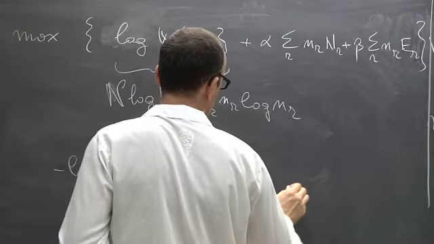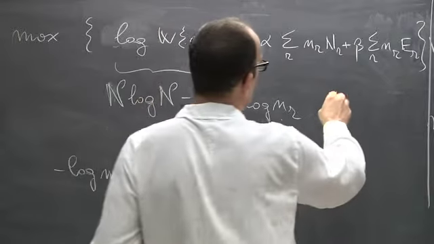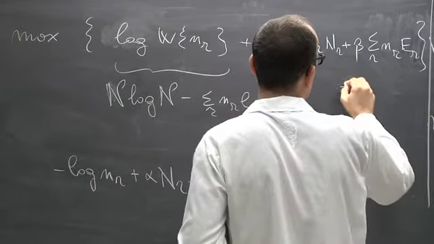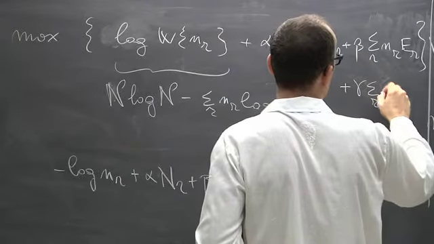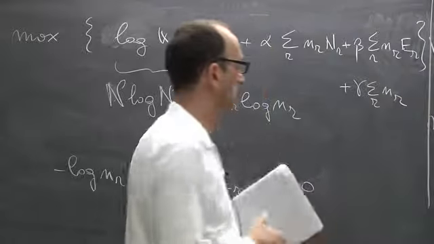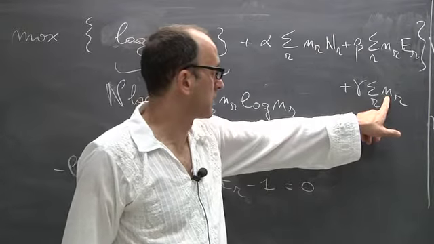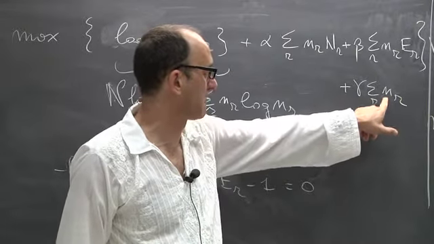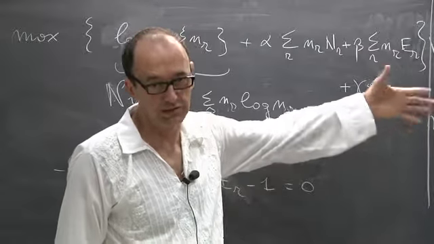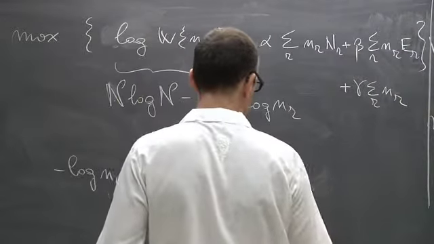This must be equal to zero. And then you have another Lagrange multiplier which you have to add here, because you have to constrain the fact that the sum over the NR should be the total number of copies. So you will have another constant here.